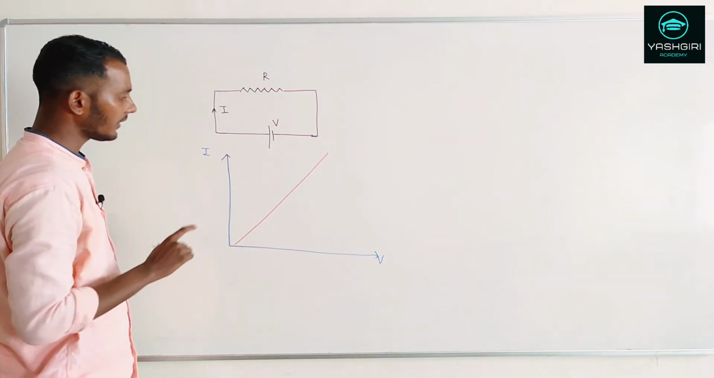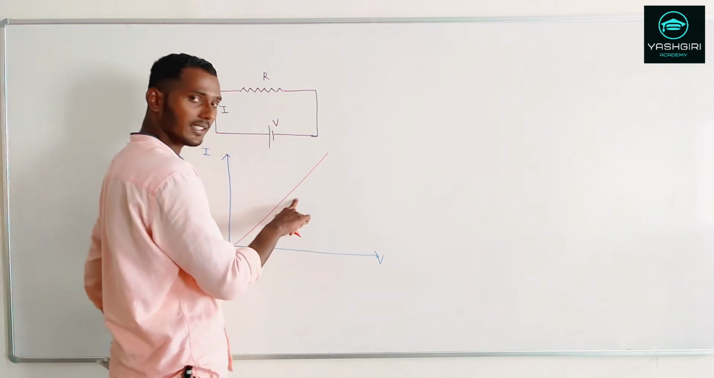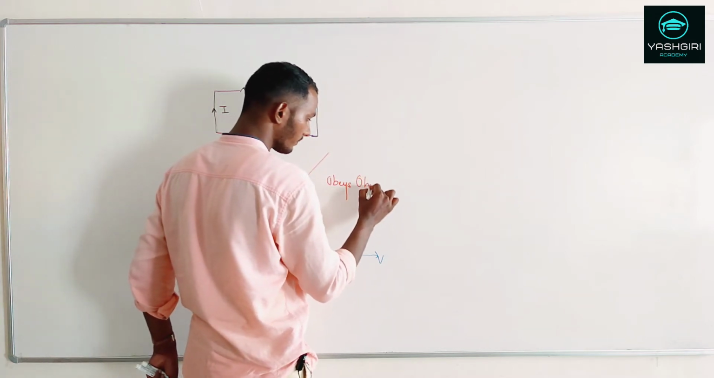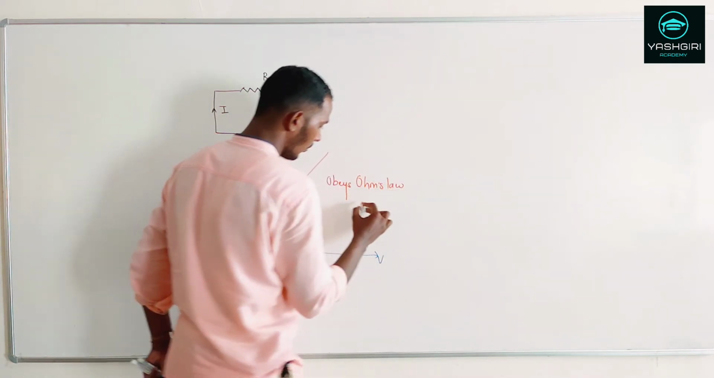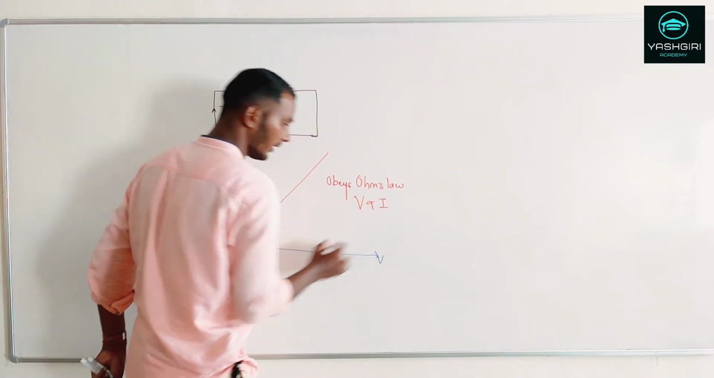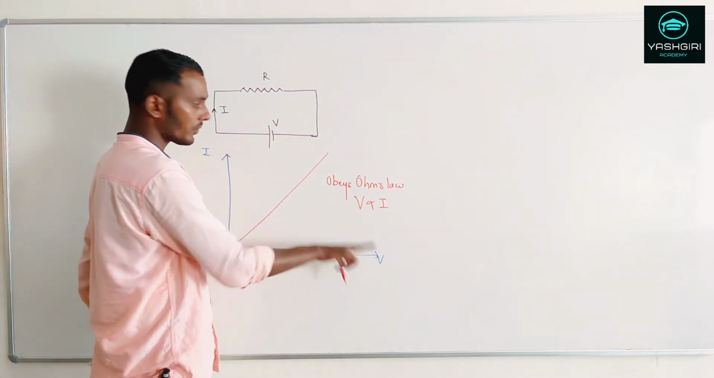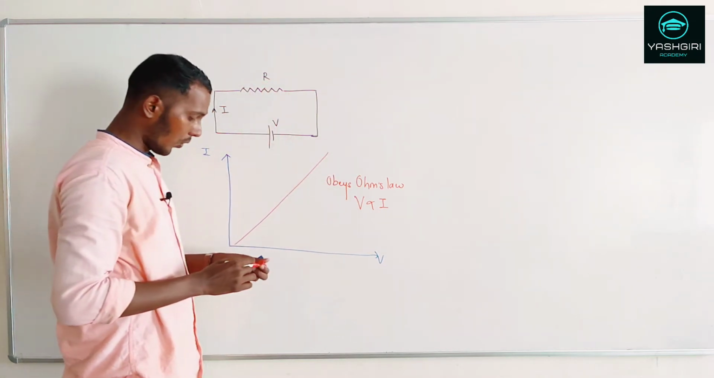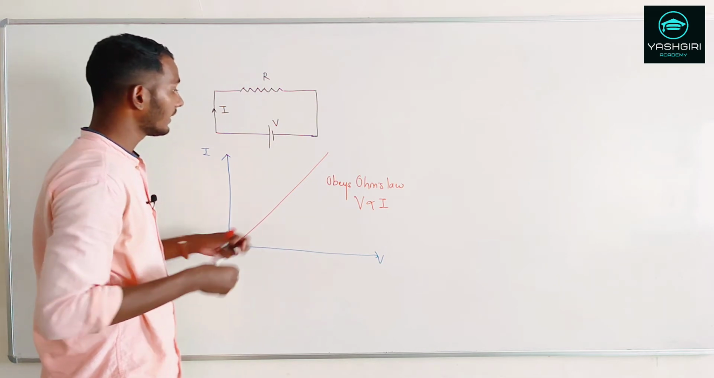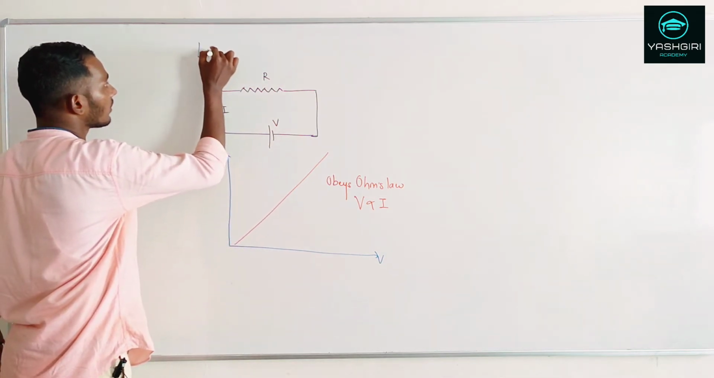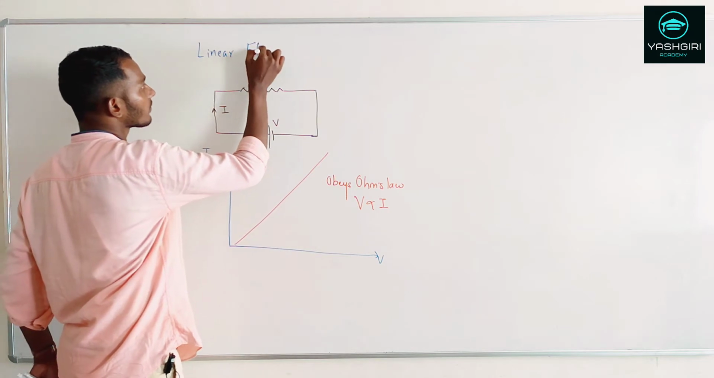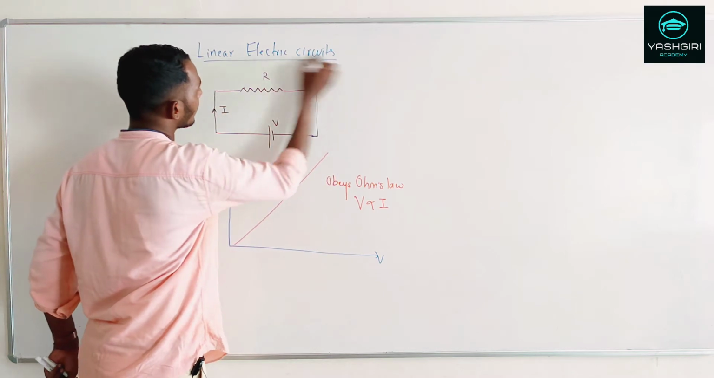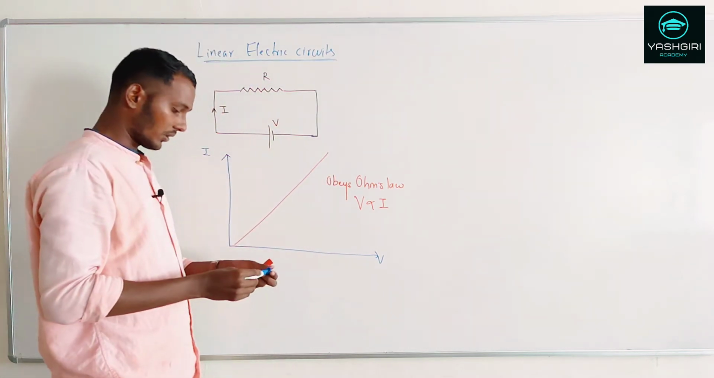It's actually a straight line, linearly increasing. So what I can say is that this circuit obeys Ohm's law, which is V is directly proportional to current. As you increase the voltage, you will find that there is a linear increase in the current, and such a circuit which obeys Ohm's law, we call it linear electric circuits. Now we are dealing with the junction diode.